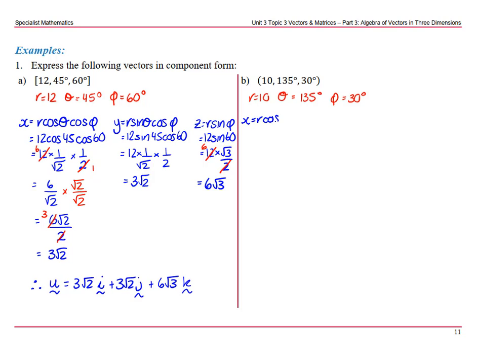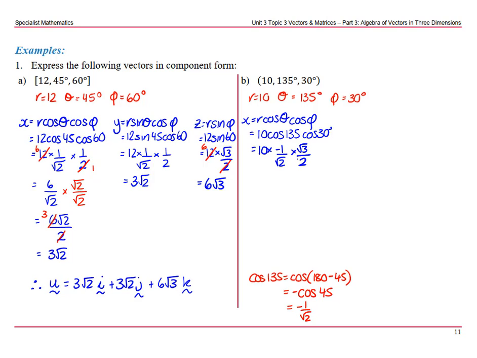So x equals r cos theta cos of phi, which is going to be 10 cos 135 cos of 30 degrees. Now, off to the side, cos of 135 equals cos of 180 minus 45. So in our second quadrant, cos is negative, so that's negative cos of 45, which is negative 1 on root 2. So that gives me 10 times negative 1 on root 2 times root 3 on 2. Cancelling, I ended up with negative 5 root 3 on root 2. Rationalise your denominator, so you get negative 5 root 6 on 2.